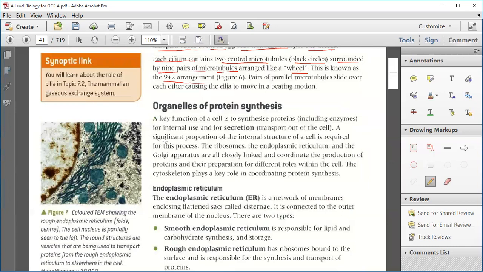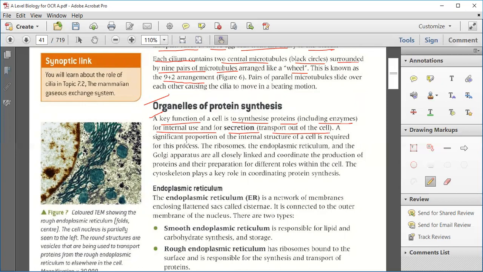Okay. Then we have organelles of protein synthesis. Now the organelles which are helpful in protein synthesis. The first one is the endoplasmic reticulum. A key function of the cell is to synthesize protein, including enzymes, for internal use and for secretion, that is transport out of the cell. So you need proteins for transport out of the cell.